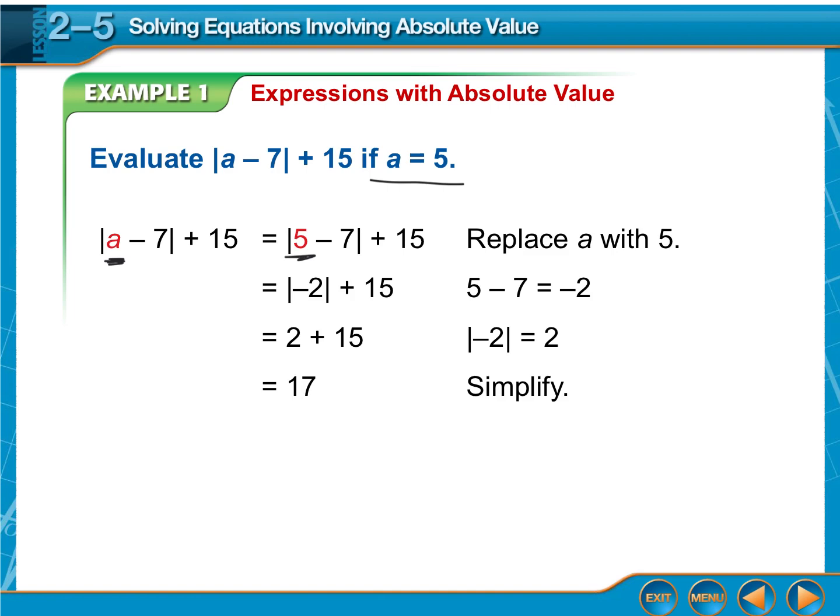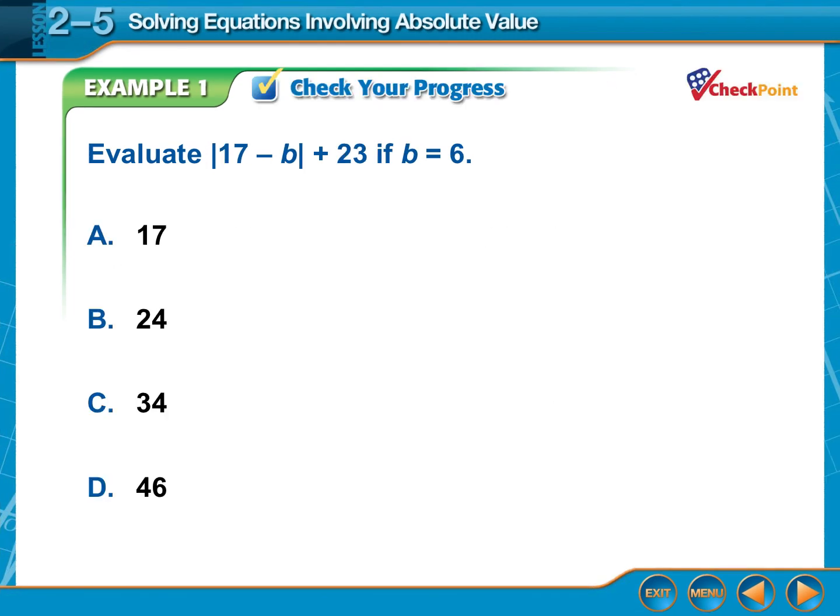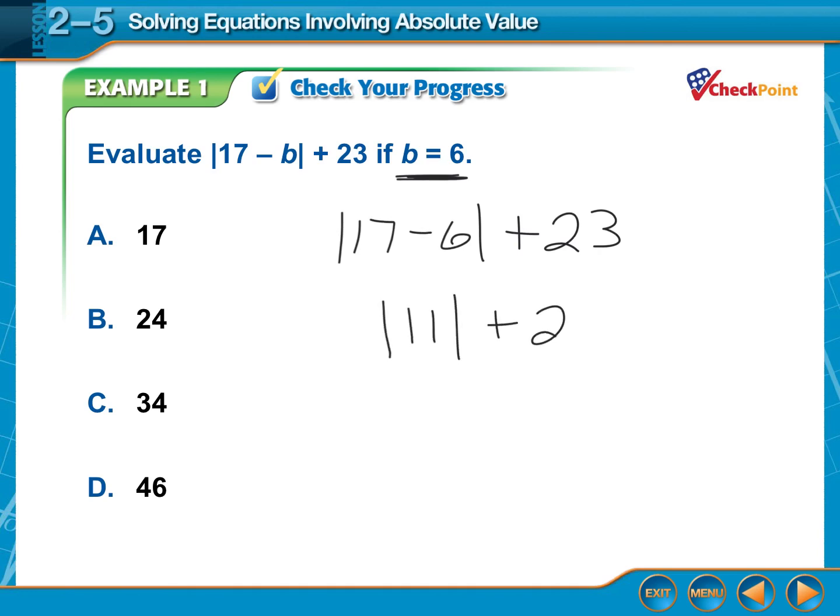So we have the absolute value of 17 minus b plus 23, and it says b equals 6. What do I do with 6? Plug it in. So we have the absolute value of 17 minus 6 plus 23. Order of operations: treat that absolute value like parentheses. So let's do absolute value first. What's 17 minus 6? 11. Absolute value of 11 is 11. Then 11 plus 23 gives you 34.